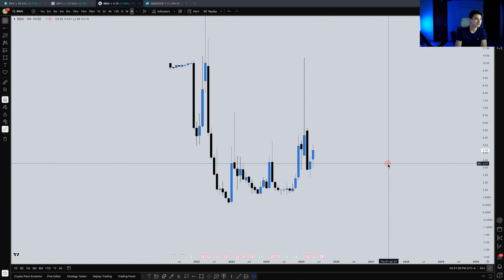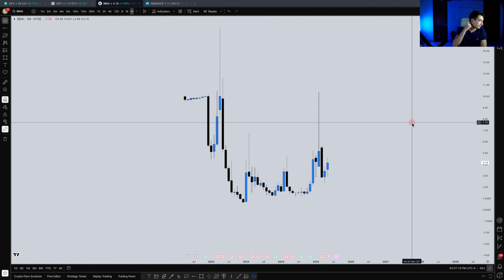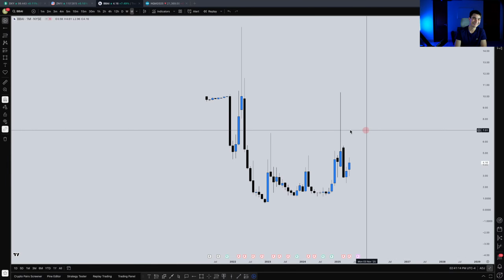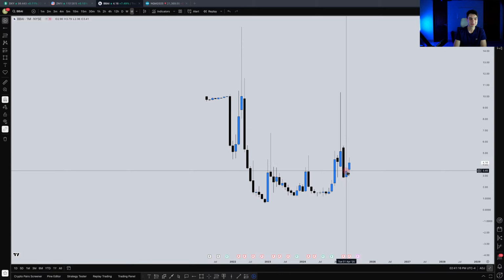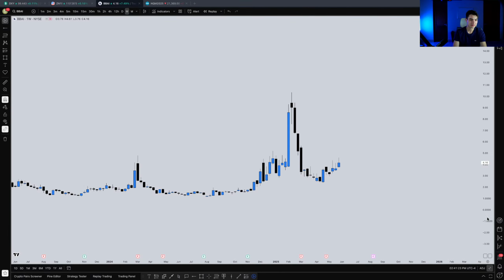Interesting market. Just going up to the higher time frame, get my bearings here. Never looked at this particular stock before. It kind of looks like a shit coin on the higher time frame with all the pumps and dumps. Pump and dump, pump and dump. That's interesting. All right, let's drop down to the weekly chart, see if we can make any sense of this here.